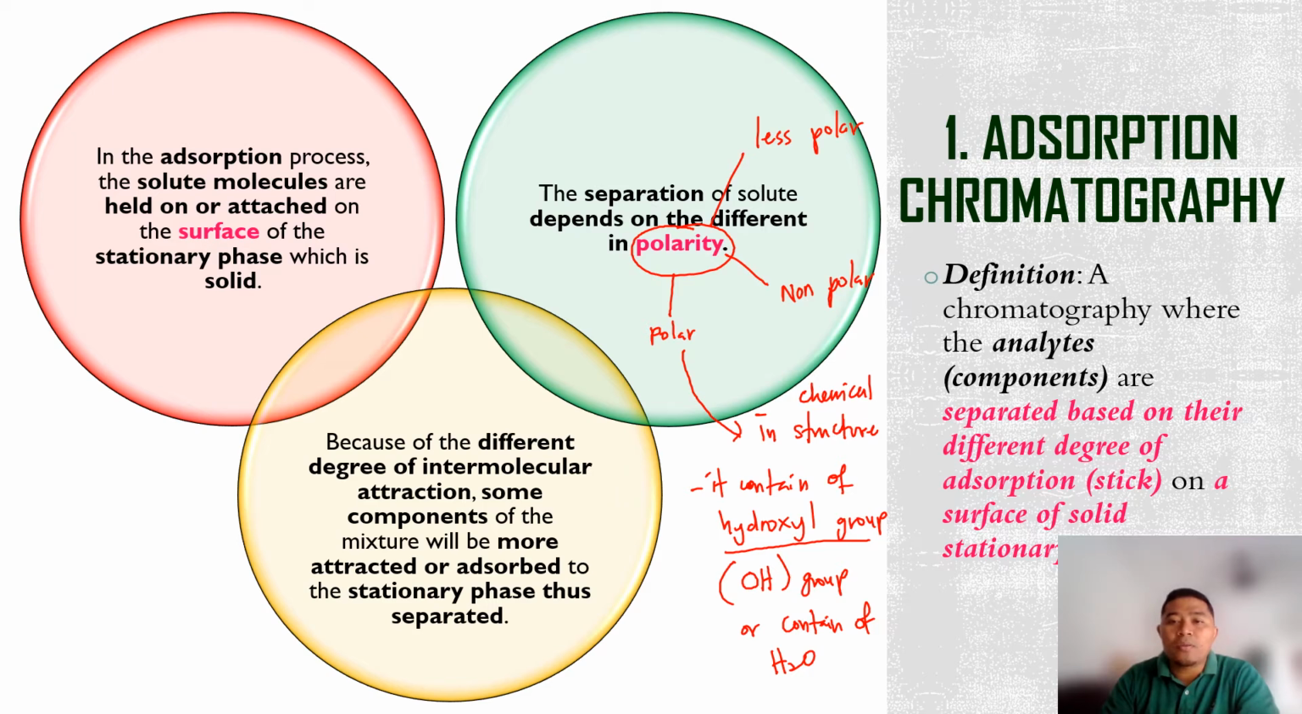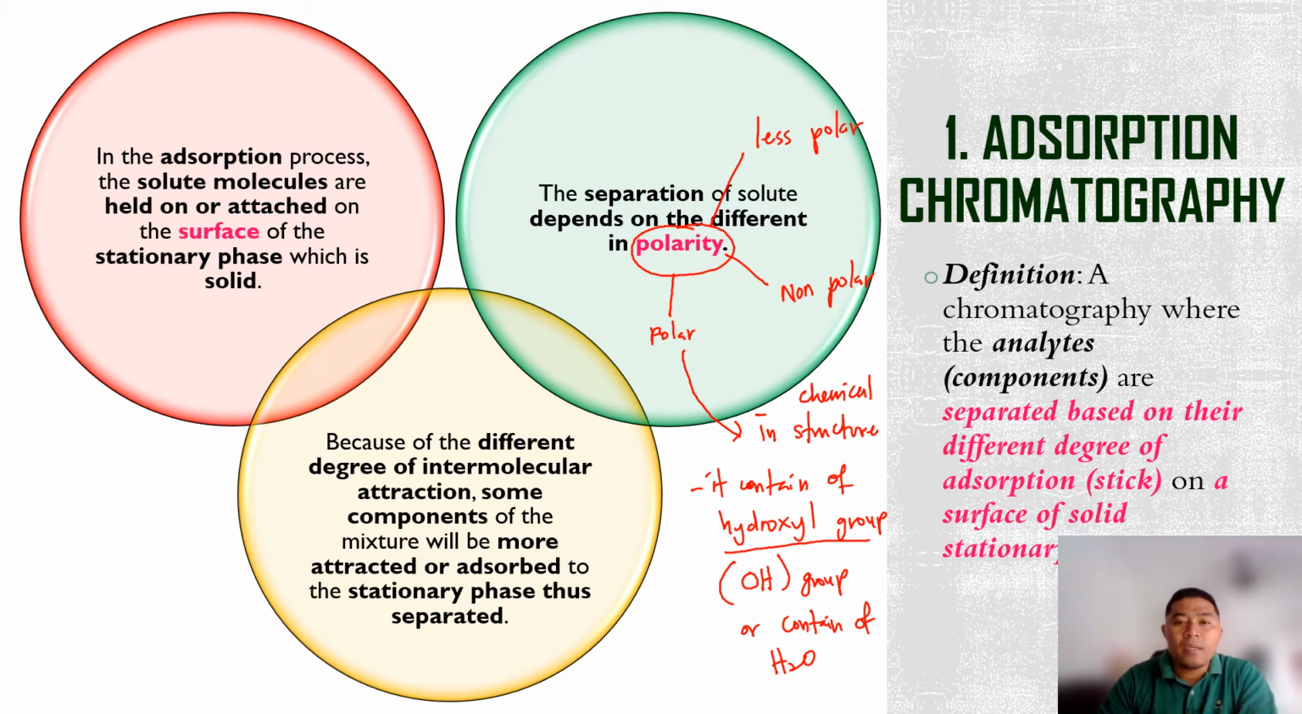Okay, a chromatography where the analyte components are separated based on their different degree of adsorption, sticking on the surface of a solid tertiary phase. So in the adsorption process, the solute molecules are held on or attached on the surface of the tertiary phase, which is solid. The separation of solute depends on the difference in polarity. So for polarity, we will look at whether it is polar, non-polar or less polar.